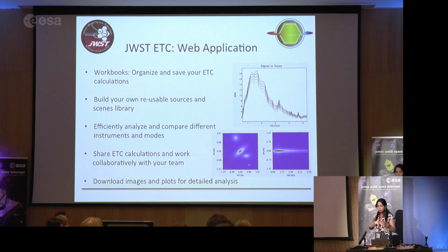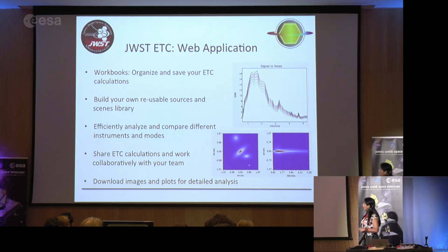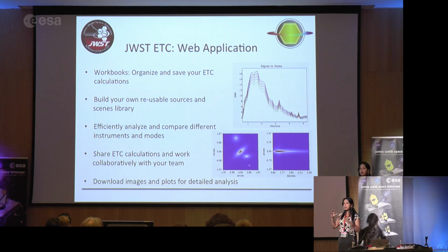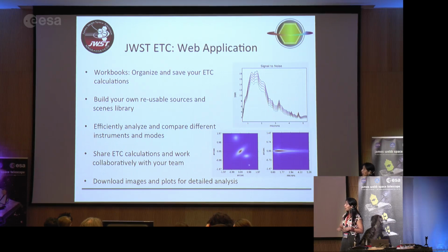I quickly want to go through the web application. I'm just going to run through this. You'll see more of it in the demo. The key aspect of the ETC web application is that all of your calculations are organized in what are known as ETC workbooks. Within the workbook, you can create multiple sources, and you can have a source library, which you can then use to create multiple scenes, which means you can also have a scene library. You can use the same scenes and sources for multiple calculations using different instruments and modes, and efficiently compare the results from the different calculations. You can also share the workbook with your collaborators, which is an additional advantage.